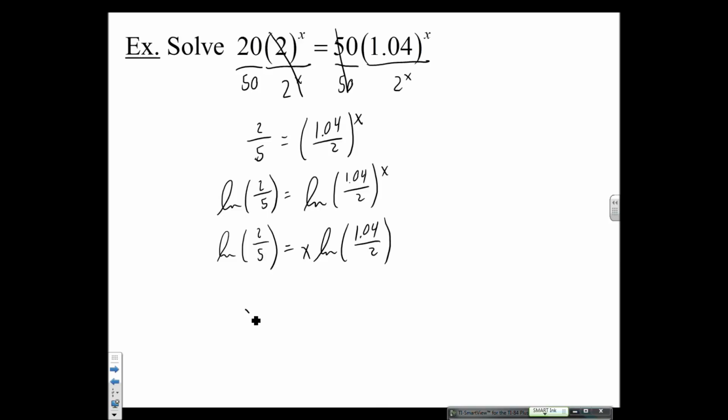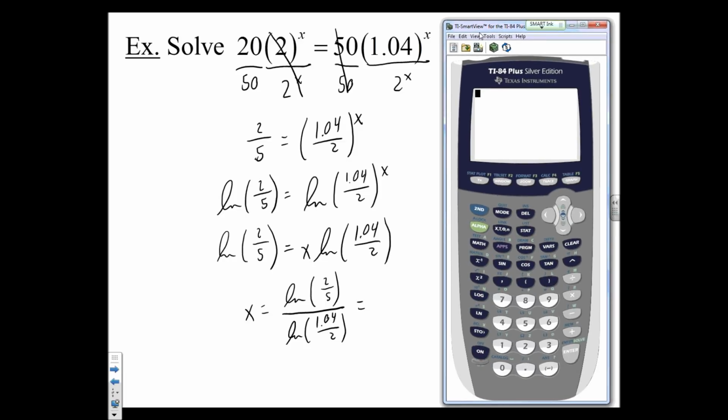And then if I want to find x, well, this natural log of 1.04 over 2, it's ugly, but you know what? That's just a number. To get the x by itself, I'm going to divide that number to the other side. Natural log of 2/5 divided by the natural log of 1.04 over 2. And then from here, I can pick up my calculator, get an answer.